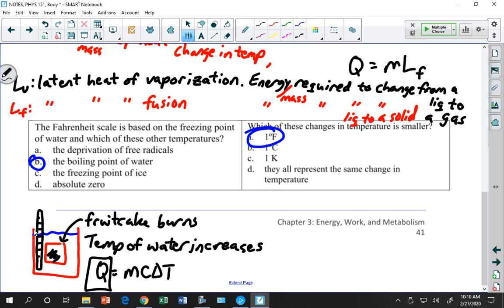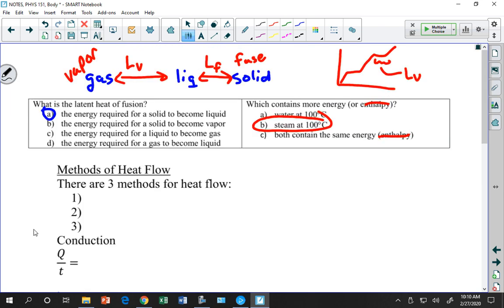Yeah? Okay. You ever talk about bomb calorimeters? Not yet. Maybe you will. I don't know. Okay.